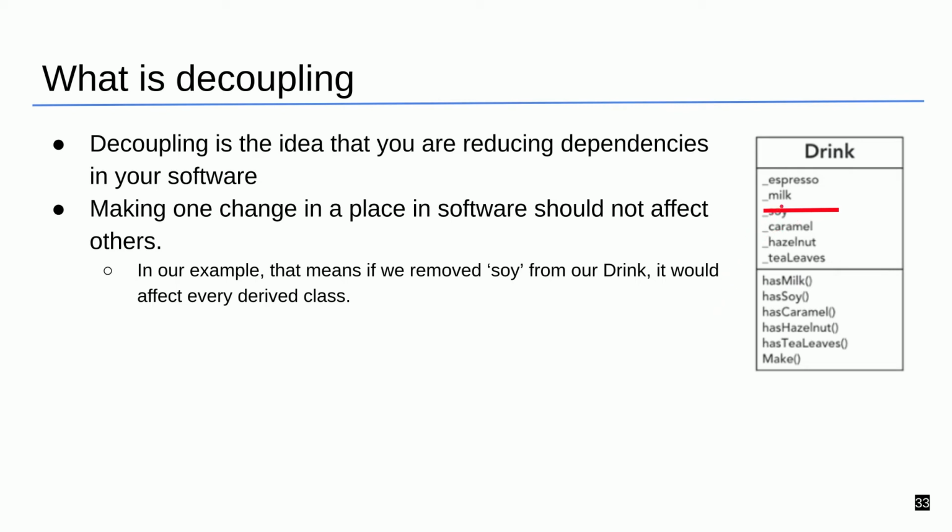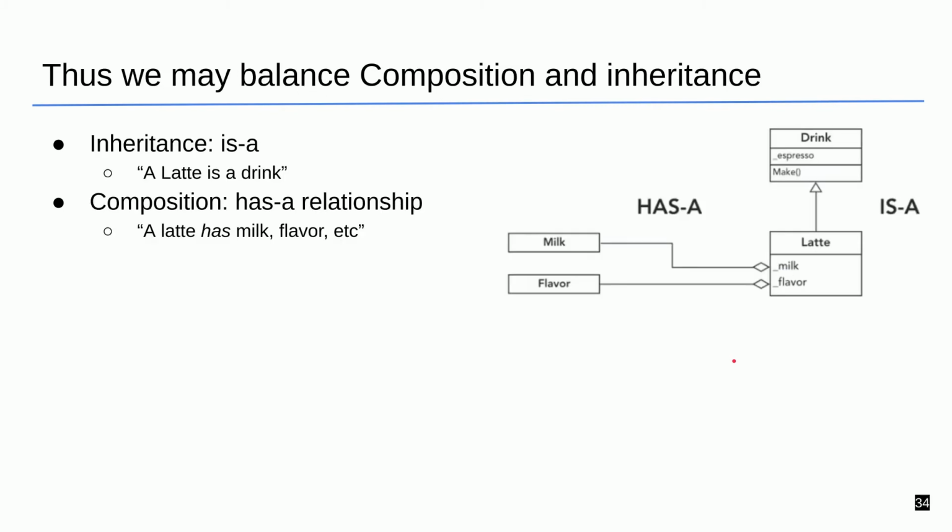And this is also bad because if we remove soy from our drink, it also affects all of our drinks if they have derived classes and so on. Okay, so there's a sort of a tight coupling there. So we try to fix this by having a balance of another technique called composition. Okay, so inheritance is when you're deriving from another class, but composition is when you have a class as a member variable in another class here.